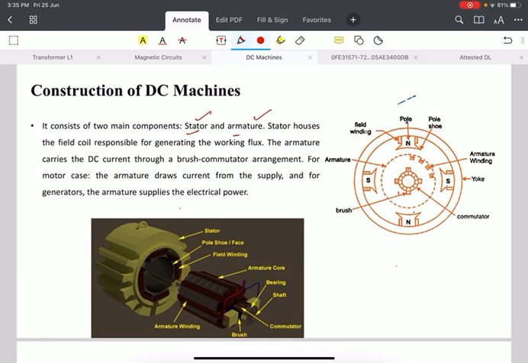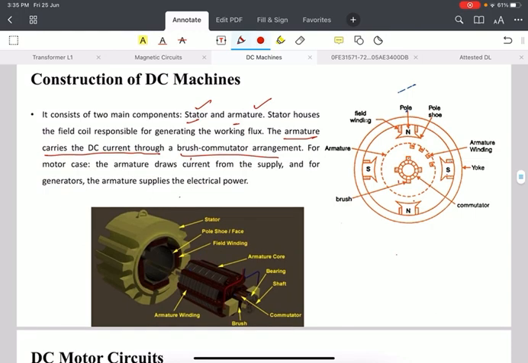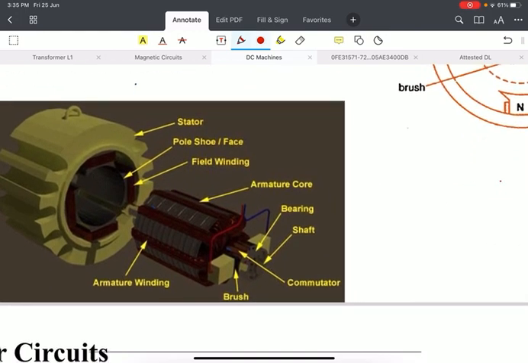Field coils. As I told you, when a current carrying conductor is placed in a magnetic field, it will experience a force. Here the armature carries the DC current through a brush and commutator arrangement. As I told you in the previous class, a brush links this commutator with the armature winding. The armature winding is wound on the armature core.